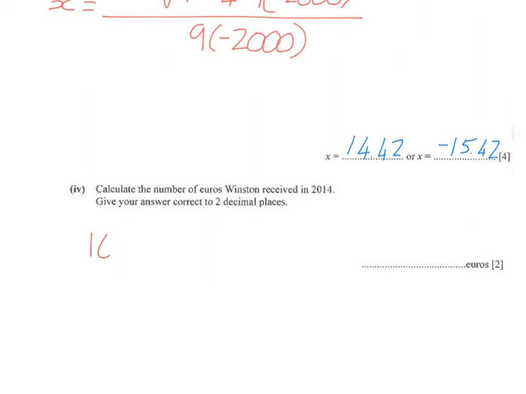Then he is going to get 1,000 divided by 14.42. That's how many euros he gets, and that is 69.35 euros. Oops, I'm trying to do my answers in blue. 69.35 euros. Right, that was a heck of a long video. I hope some of it is useful to you.